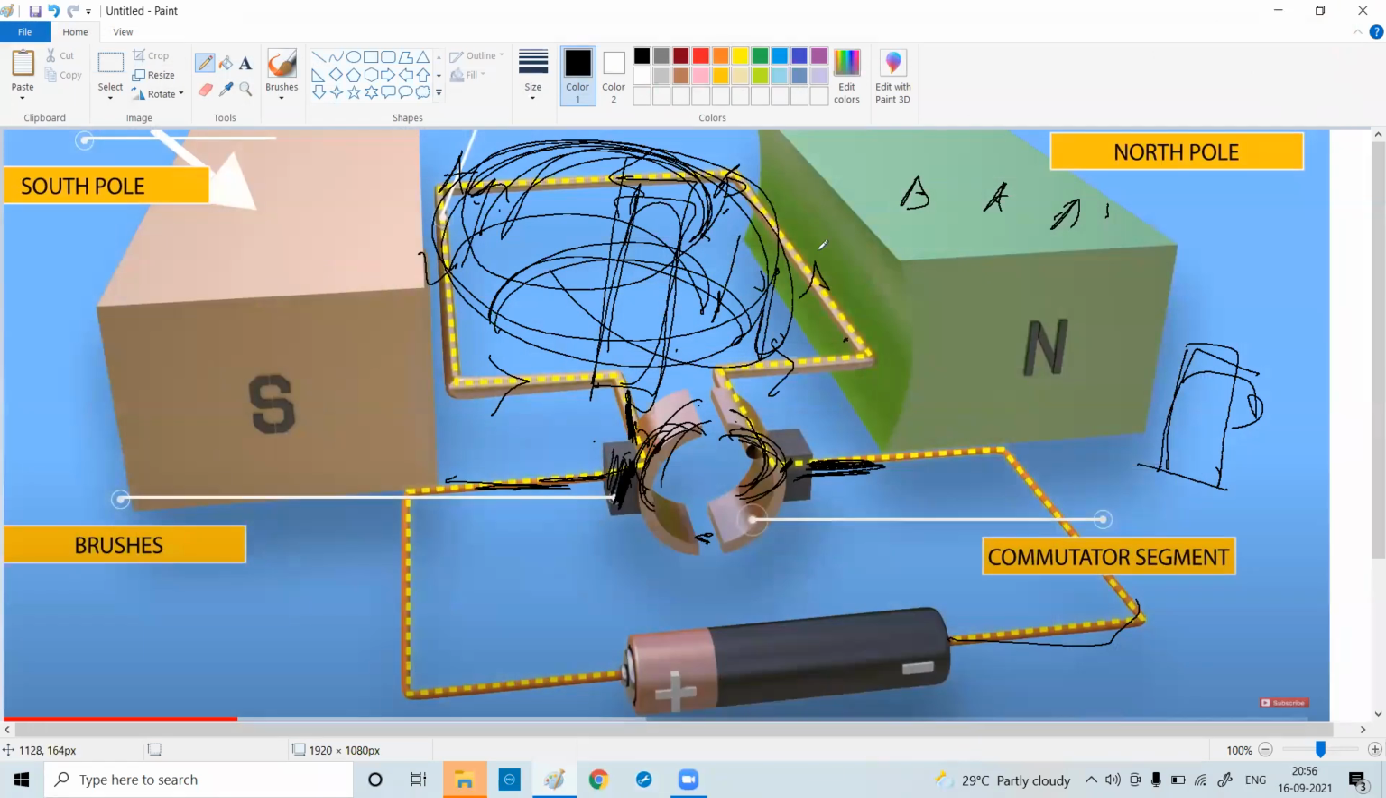Guys, clear or not? Did you understand the concept? The main concept is Fleming's left-hand rule, nothing else. In Fleming's left-hand rule, you are providing current. As long as you're providing current, the motor rotates. Immediately when you stop, the motor will stop.